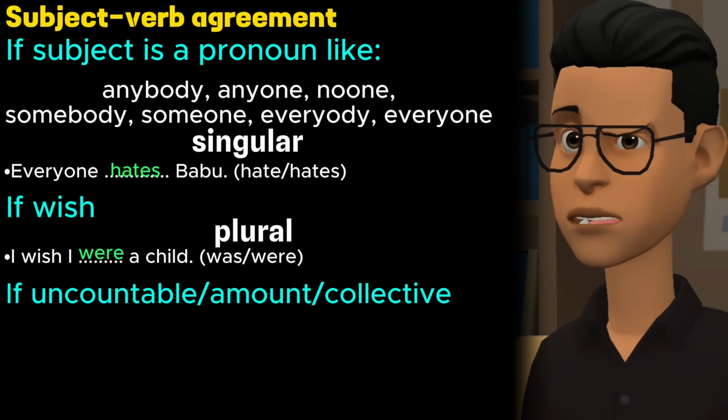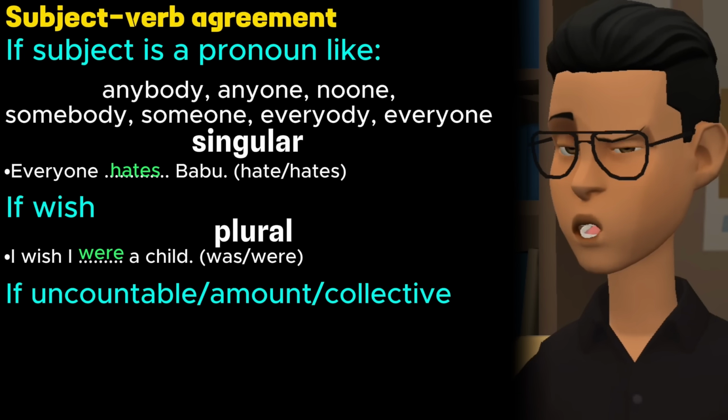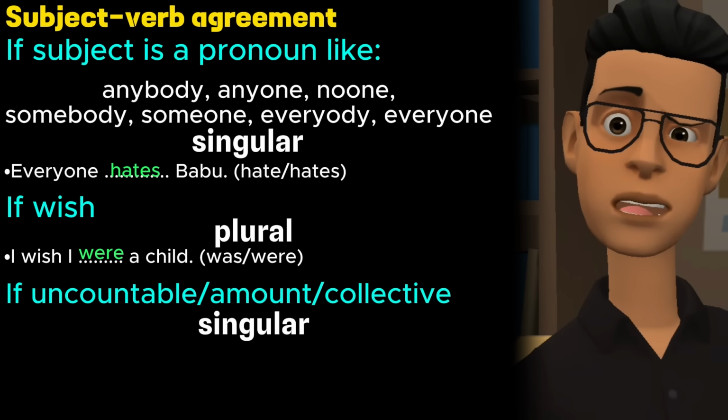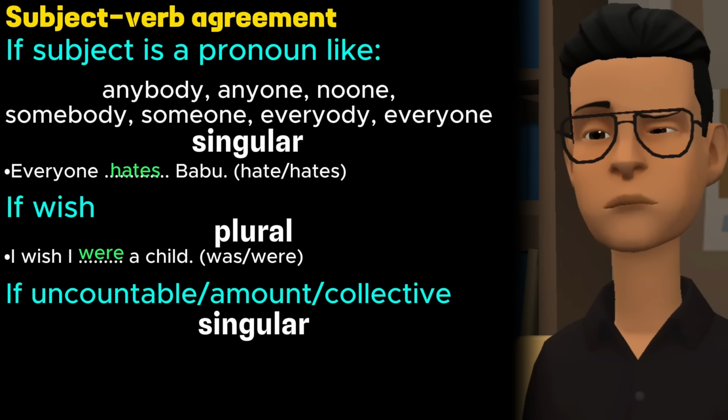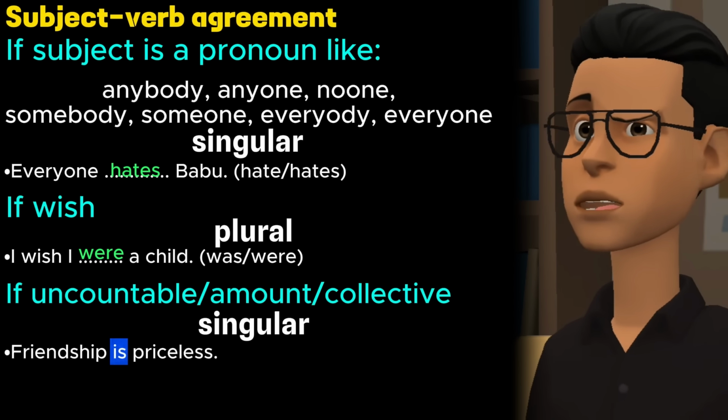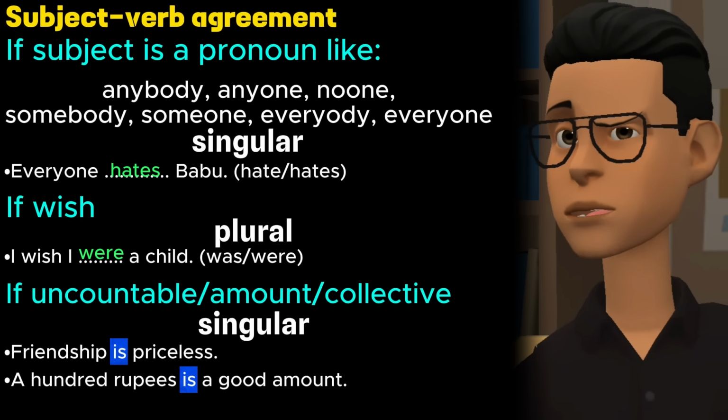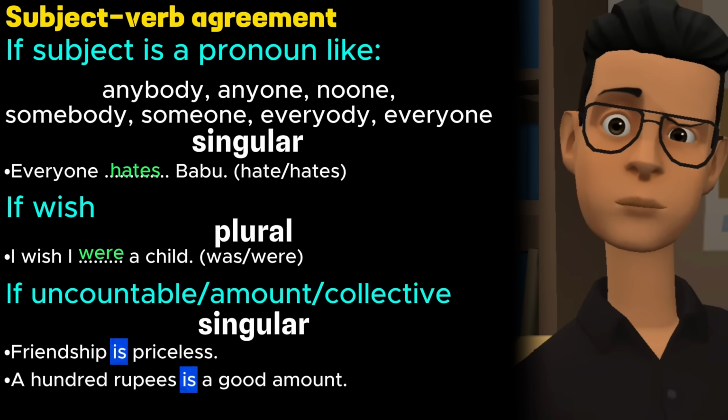Also remember, if the subject is uncountable, an amount of something, or a collective noun, the singular verb is used. For example, "Friendship is priceless." "100 rupees is a good amount." "The team was losing."